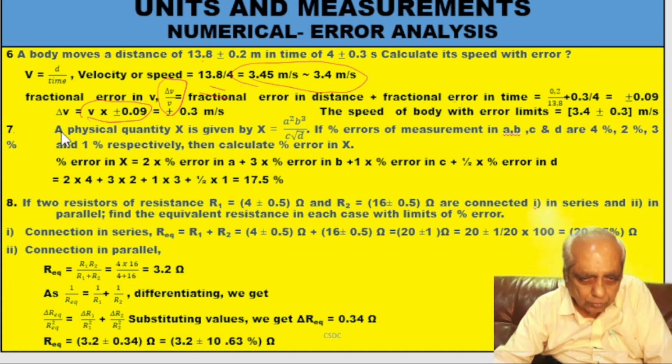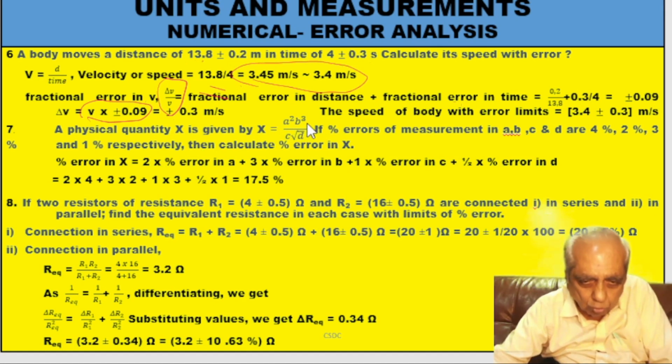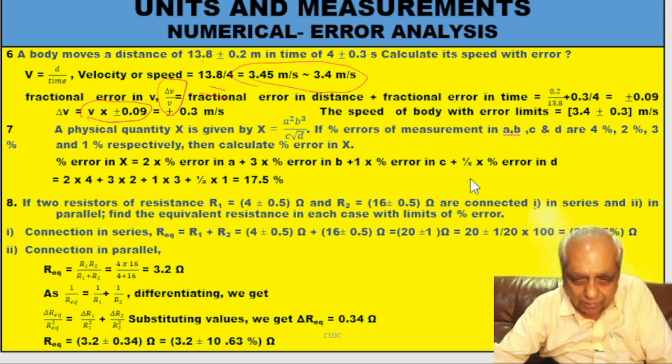So we'll go to the next sum. In the next sum, we are given the equation and percentage measurements are given. This is quite a simple sum. Calculate percentage error in X. So percentage error in X would be, A square, so it will be 2 multiplied by percentage error in A, plus B cube, so plus 3 multiplied by percentage error in B. C, though it is in the denominator, it would be plus 1 multiplied by percentage error in C, and this is root 2, so the number is half.